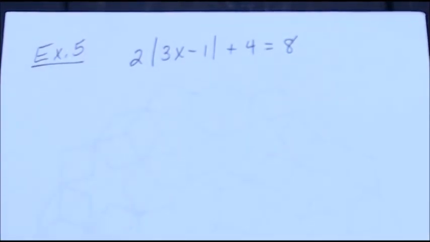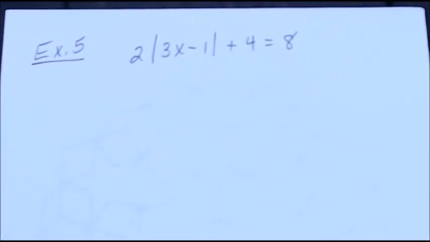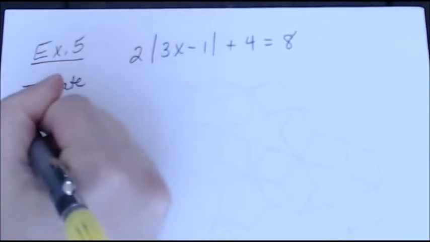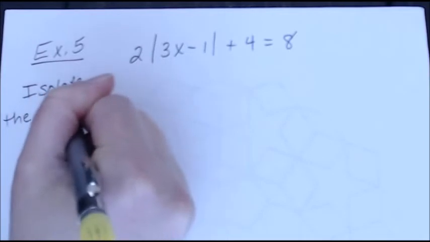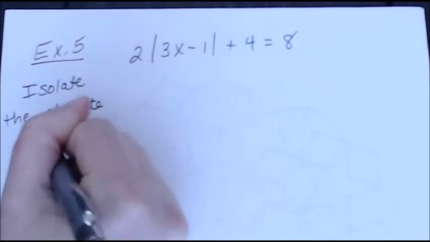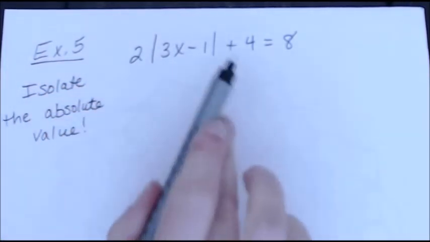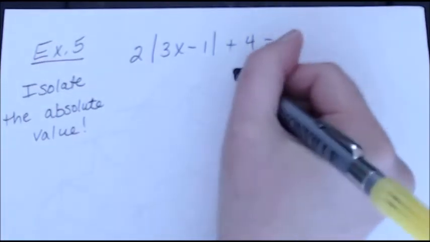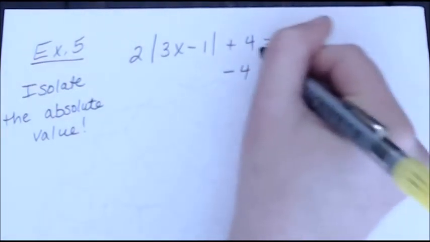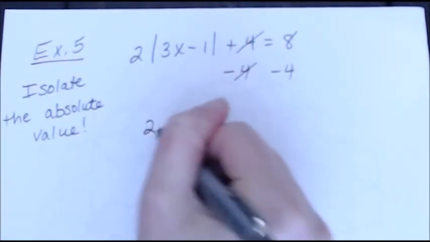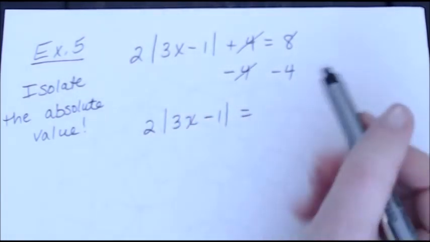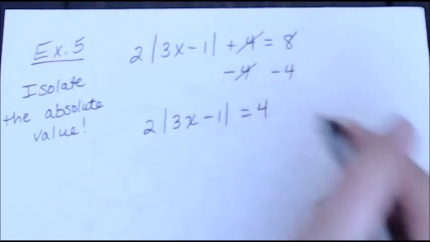So just like with the radical equations, the first thing you want to do is isolate the absolute value. So that's important. Let's isolate the absolute value. If you have stuff in front of it or after it or whatever, you've got to get rid of that. You've got to solve for the absolute value before you can do anything else. So to do that, I'm going to subtract the 4 first. So I have 2 times the absolute value of 3x minus 1 equals 8 minus 4, which is 4.